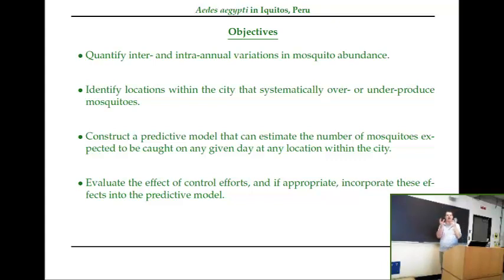So we can then see if that matches up with incidence data. And then finally, we have this control data. It's a little unclear exactly what role the control data is playing, because maybe sometimes we're doing control where there aren't very many mosquitoes in the first place. So we want to be able to see if there's a way to evaluate the effect of the control efforts, and if appropriate, incorporate that back into the product.